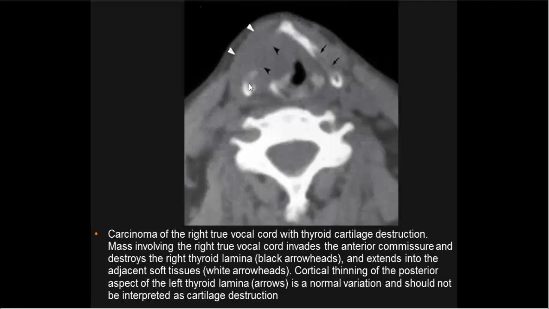Mass involving the right true vocal cord invades the anterior commissure, destroys the right thyroid lamina and extends into adjacent soft tissue. Cortical thinning of the posterior aspect of the left thyroid lamina is a normal variation and should not be interpreted as cartilage destruction.